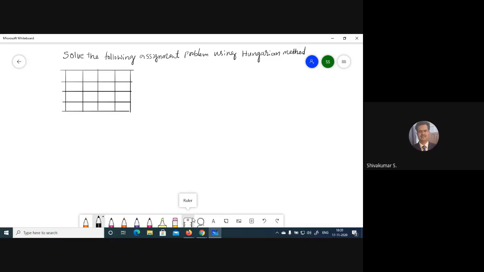So there are 4 jobs. I'm going to mark them as J1, J2, J3, and J4. So these are the jobs. And there are 4 machines. I'm going to write here M1, M2, M3, M4. So these are the machines.